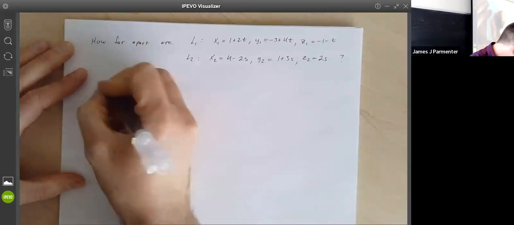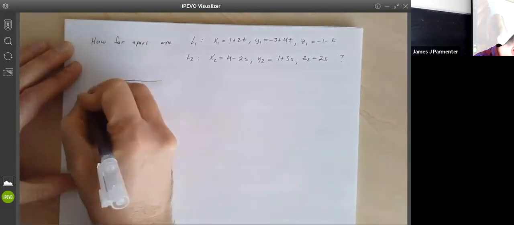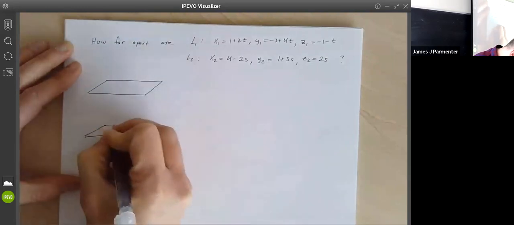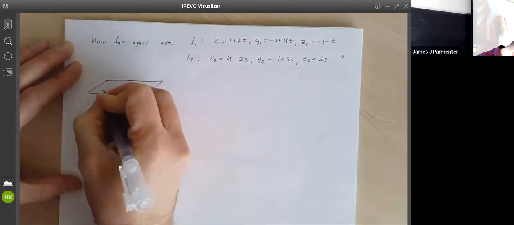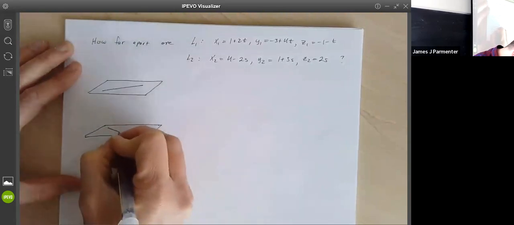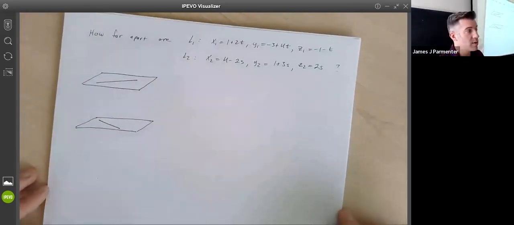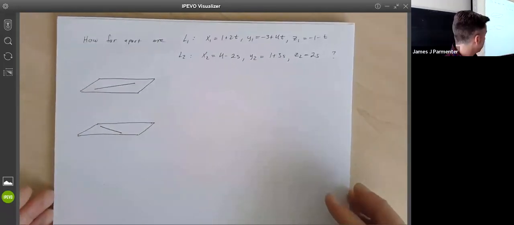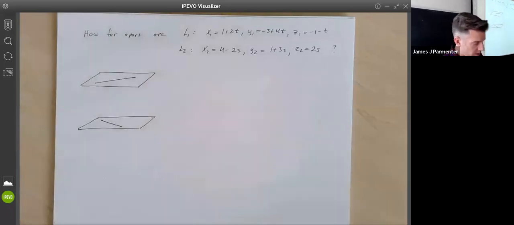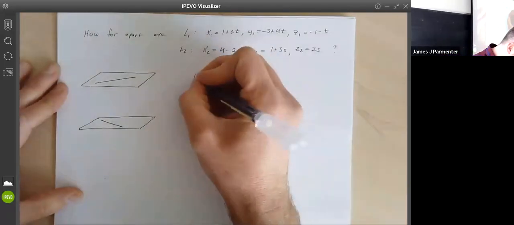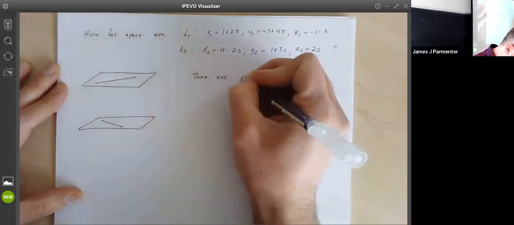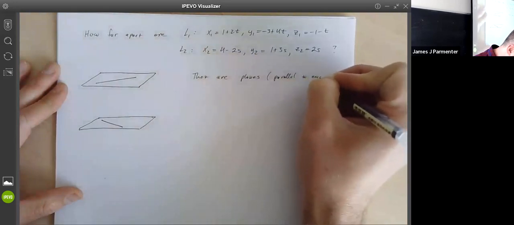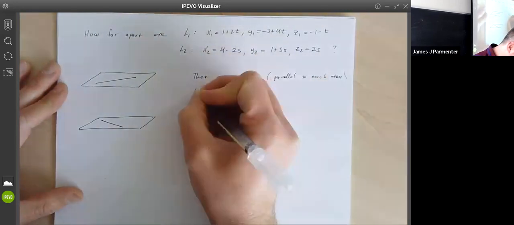So let's draw the planes first. Here's one plane. There's another plane. And the thing about skew lines is that you can find planes that contain the skew lines that are parallel. As someone pointed out last class, you could also find planes that contain the skew lines that intersect. But the important observation here is there are planes parallel to each other that contain the skew lines.